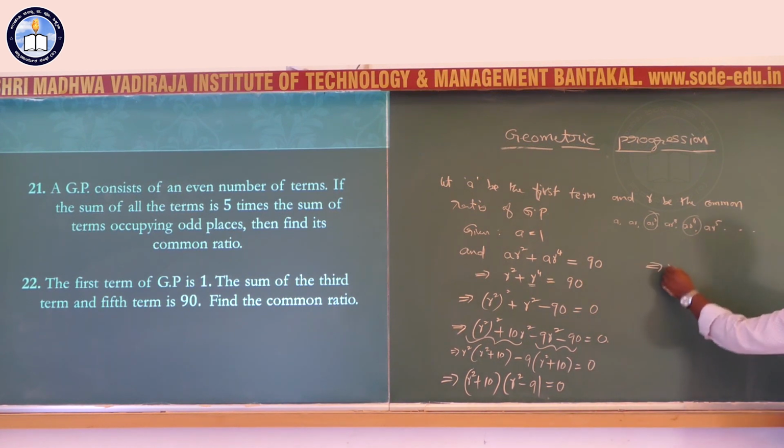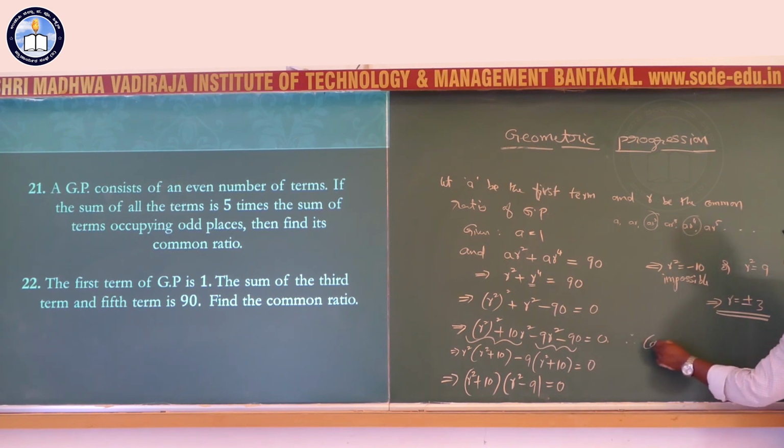It implies r square equal to minus 10 or r square equal to 9. Here, r square equal to minus 10 is impossible. Square of a number is not negative. R square equal to 9 implies r equal to plus or minus 3. Therefore, required common ratio r equal to plus or minus 3.